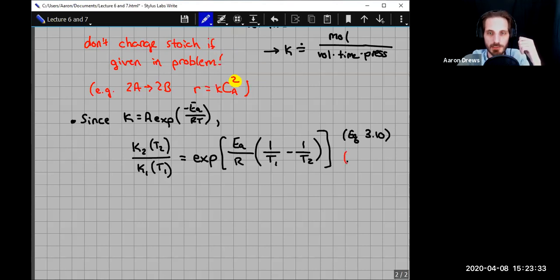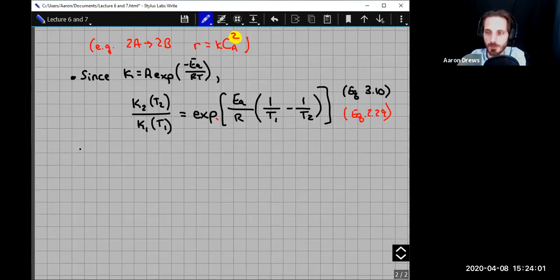And you should compare it to equation 2.29. And you will see that they are virtually identical. In fact, the primary change is just, am I using an E sub A here or a delta H? And so it's just a convenient form to have. And you can practice adjusting rate constants in exactly the same way that you would adjust an equilibrium constant.